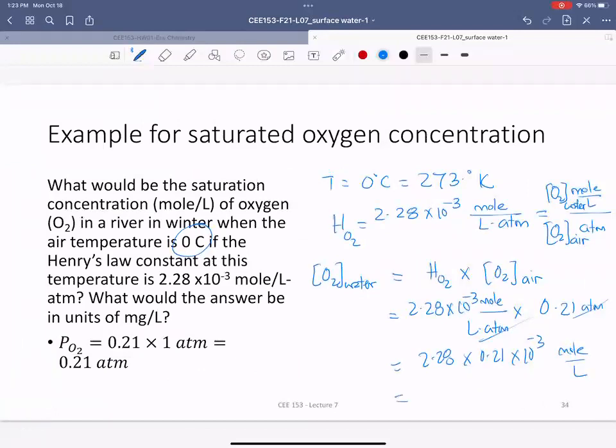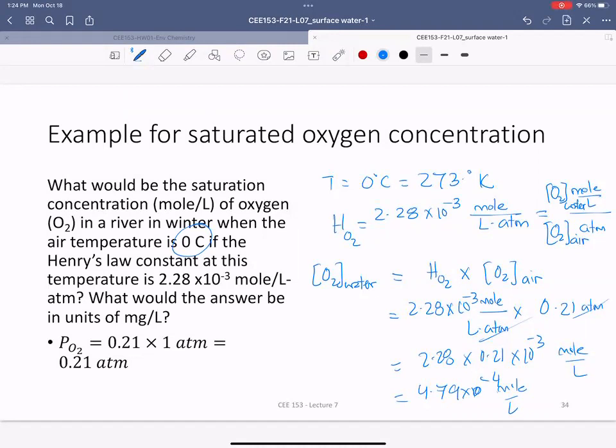Can anybody calculate what that number is? 4.79 times 10 to the minus 4. So now this is important here. A lot of times if somebody says what is the concentration of oxygen, they never give moles per liter. They usually give milligram oxygen per liter, and that's normally 9.